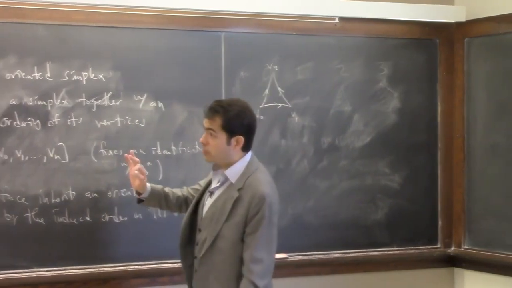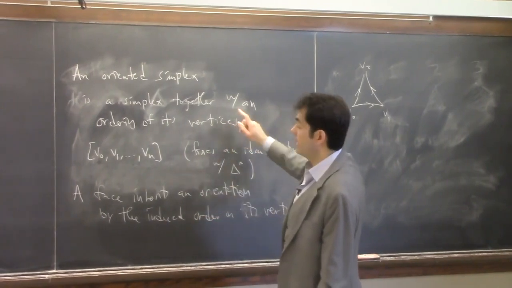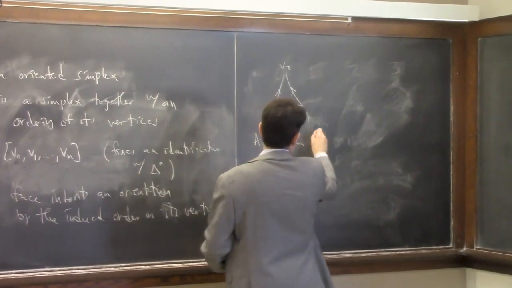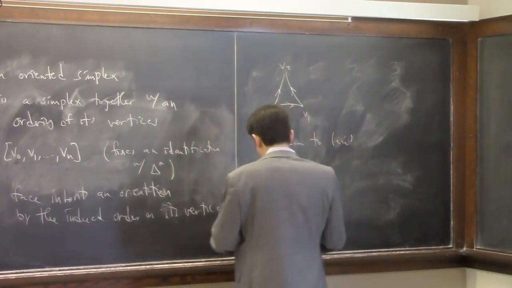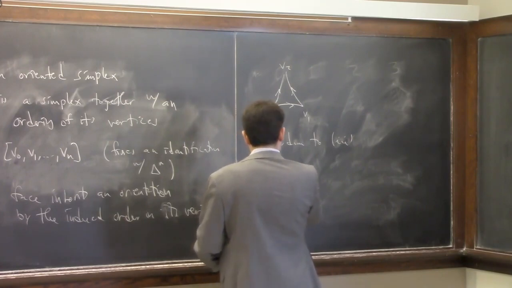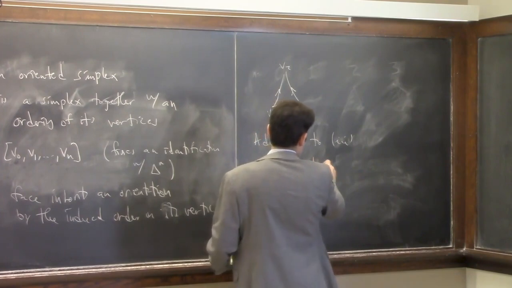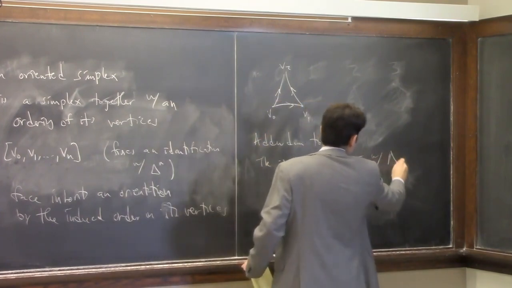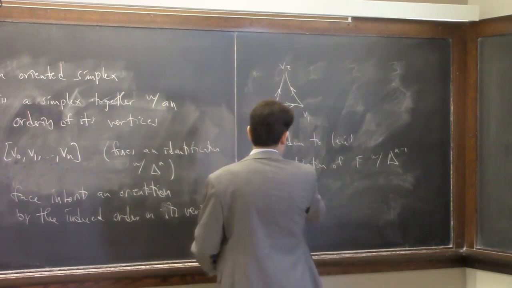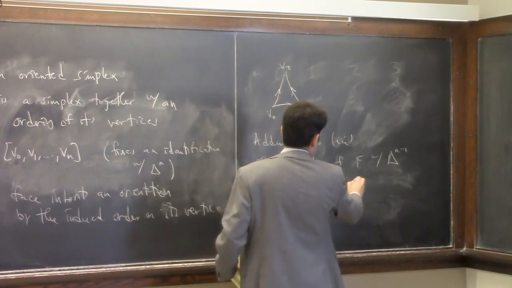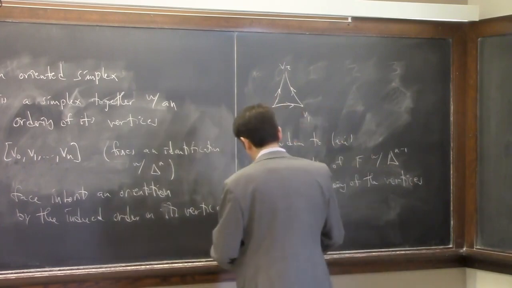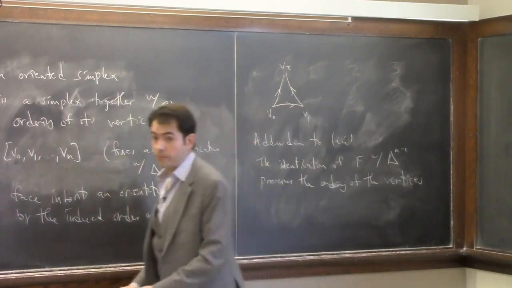Okay, so we're going to want to be working with delta complexes with oriented simplices. So an addendum to 2, we just demand that the identification of F with the n-1 simplex preserves the ordering of the vertices. Okay?